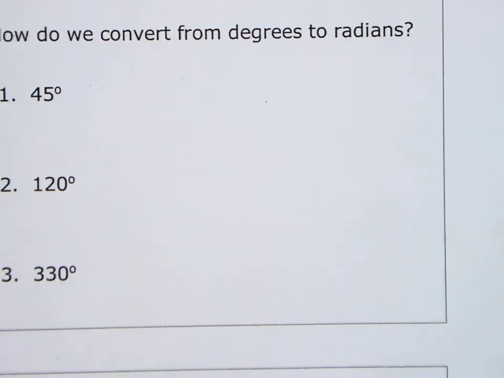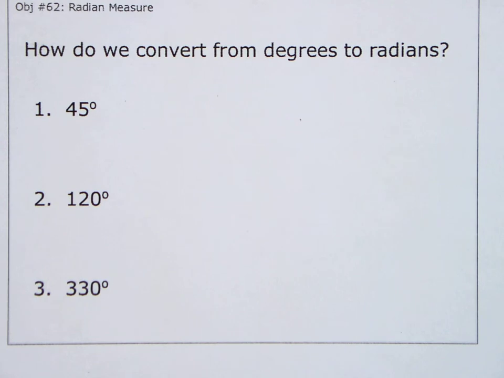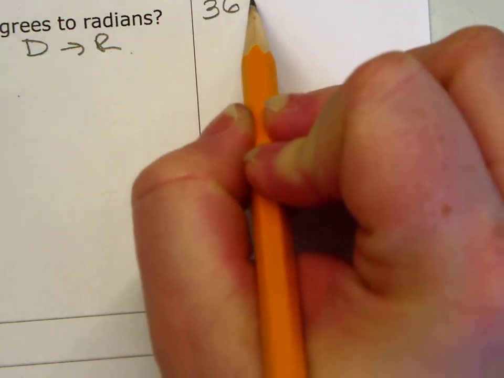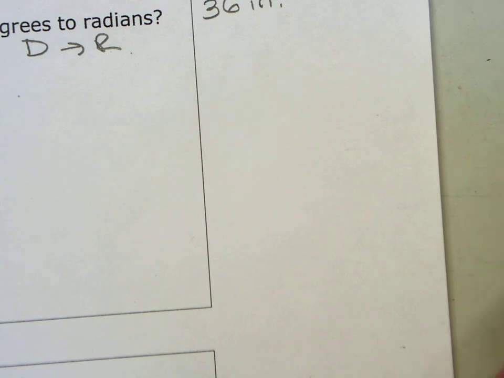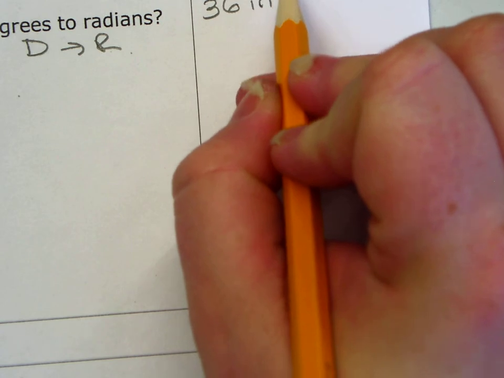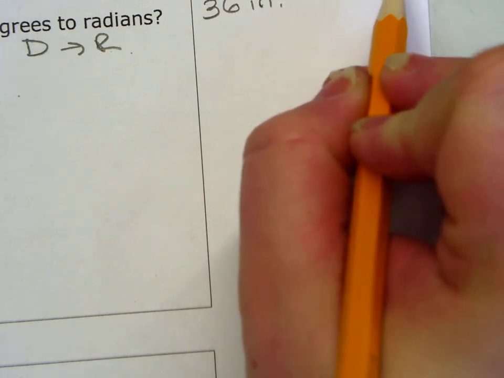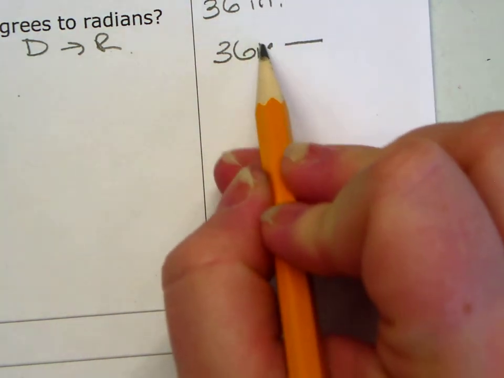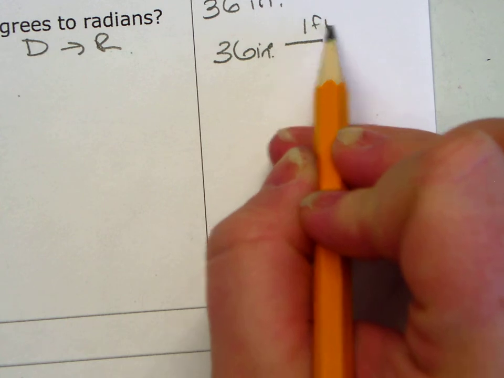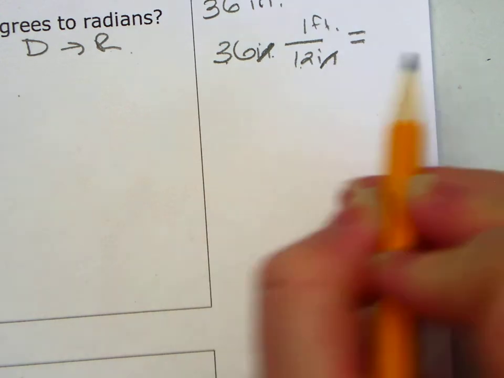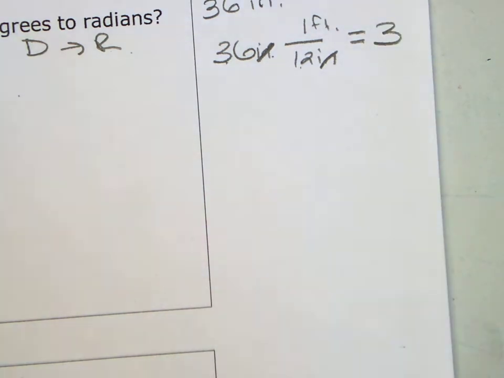All right. So we're going to convert from degrees to radians. Okay? Degrees to radians. So real quick on the side, let's just do a little quick example. If we have 36 inches, how do you convert that to feet? Well, 12 inches equals 1 foot, right? So you take 36 and you multiply that times 1 foot over 12 inches. The inches cancel. 36 over 12 is 3. So that's it, right? 3 feet.